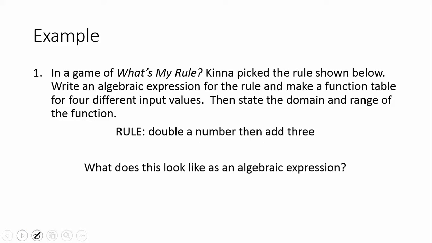So let's think about what this looks like as an algebraic expression. Whenever you double something, here we're doubling a number, we're going to call it n. But whenever you double something, that means you're multiplying it times 2. Then her rule says to add 3. So the rule written as an algebraic expression is 2n plus 3.